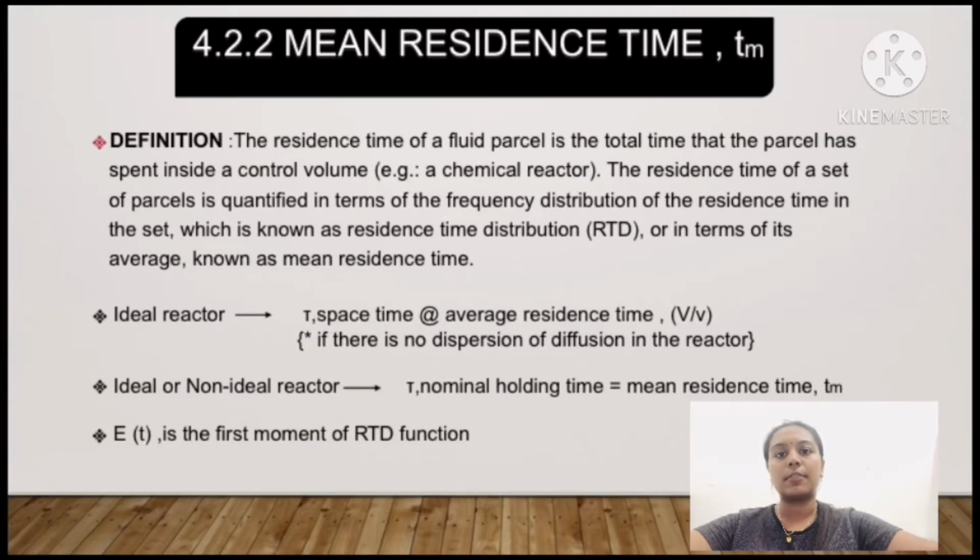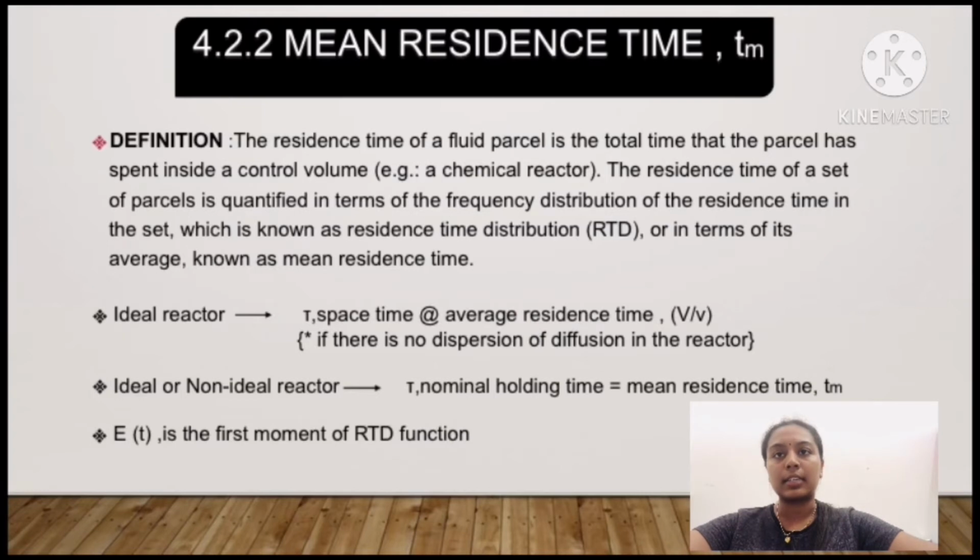I'm going to explain about the mean residence time (tm) in RTD. The definition of mean residence time: the residence time of a fluid parcel is the total time that the parcel has spent inside a control volume. Example, a chemical reactor. The residence time of a set of parcels is quantified in terms of the frequency distribution of the residence time in the set, which is known as residence time distribution (RTD), or in terms of its average, known as mean residence time.